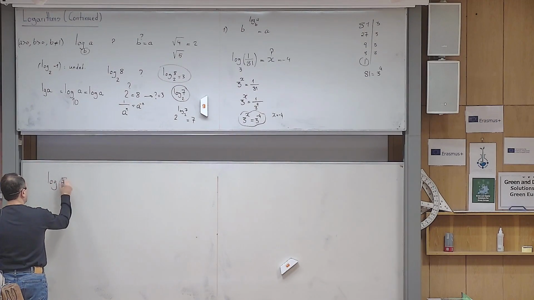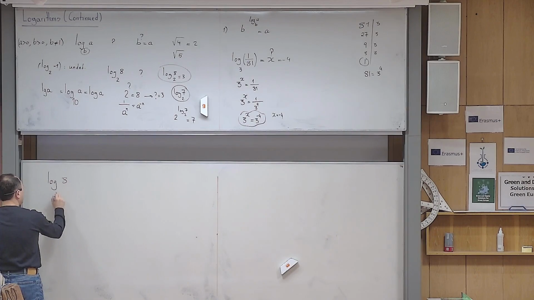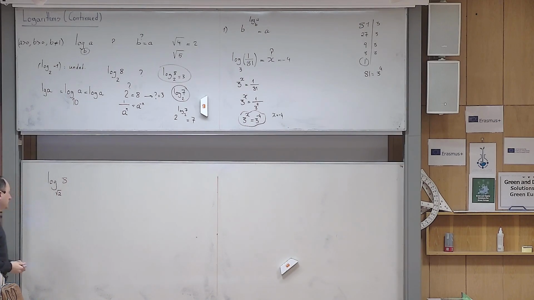So logarithm of 8 to the base square root of 2. I want you to answer this question without using any calculators. I will wait for you a little bit. Okay, could you find the number? Yes? Is it 6? Yes. It is 6. Yes. Why?